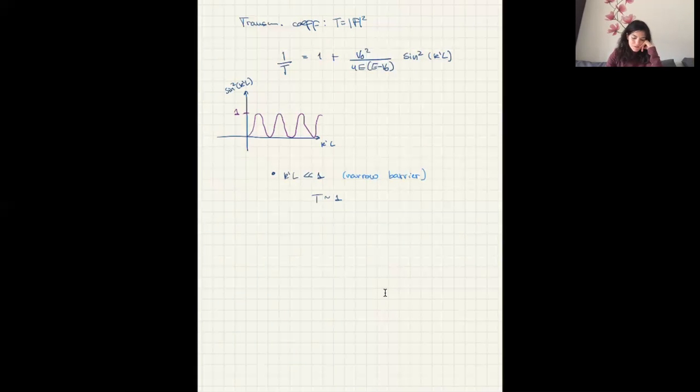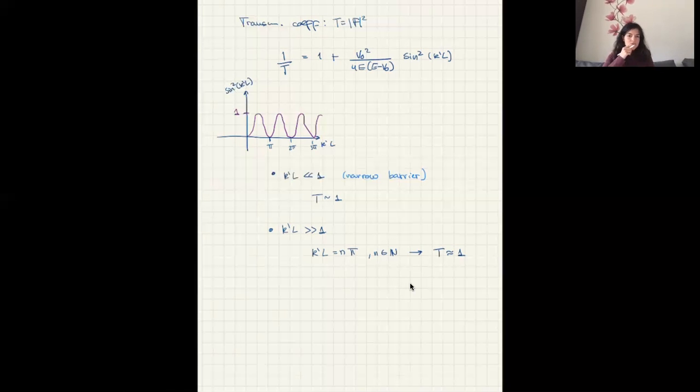Okay. What about when k prime L is larger than 1? Well, then we have this interesting condition, because this sine is going to be periodically 0. And whenever this is 0, then this term goes away, and T is going to be 1. And when is it 0? Well, it's 0 when we have pi, 2 pi, 3 pi, etc., because it's the square of the sine function. So if k prime L equals n pi, for a natural number, well, for any integer, but in this case it will only be natural numbers, then T is more or less 1.